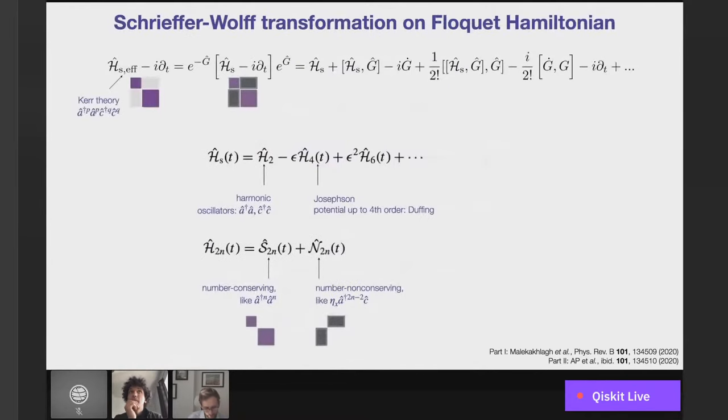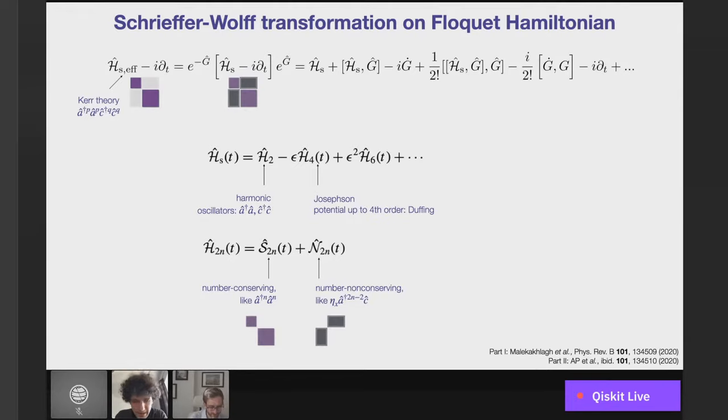Maybe a technical question, but I know at least Moyen and I had talked a little bit about the equivalence between a second order RWA versus this Schrieffer-Wolf transform of Fouquet, and I think we saw that it looked almost the same, but there were some differences. I don't know if you've thought more about that at all.